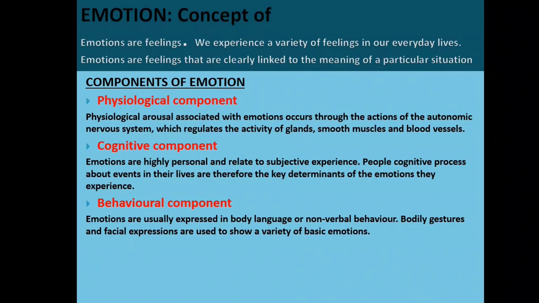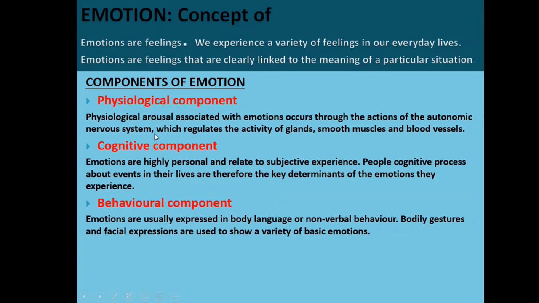Then the components of emotion. For you to understand emotions, you need to break down the components: physiological components, cognitive components, behavioral components. Let's start with physiological components. Like I've said, physiological changes are internal. You cannot see them. Yes, they are physical, however, they are internal. They say physiological arousal associated with emotions occurs through the actions of the autonomic nervous system.